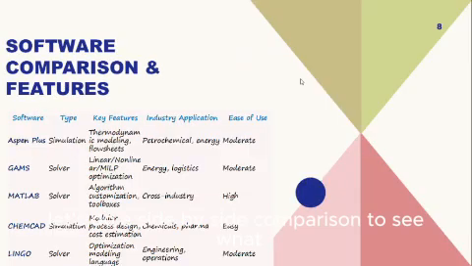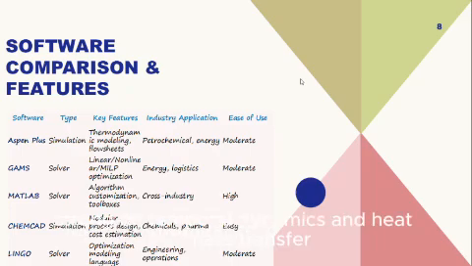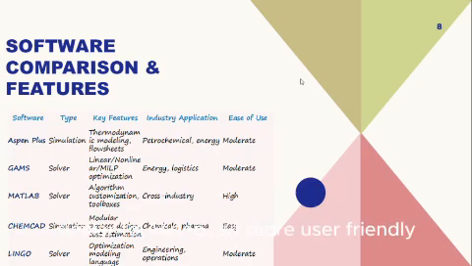Let's do a side-by-side comparison to see what sets these tools apart. Aspen Plus: ideal for chemical process simulation, used widely in oil and gas, strong on thermodynamics and heat or mass transfer modeling. GAMS: best for large-scale optimization problems involving multiple variables and constraints, perfect for resource allocation and energy planning. MATLAB: highly flexible and supports custom algorithm development. Great for control systems, heat exchange design, and predictive modeling. ChemCAD: similar to Aspen but more user-friendly, great for education and pharmaceuticals.